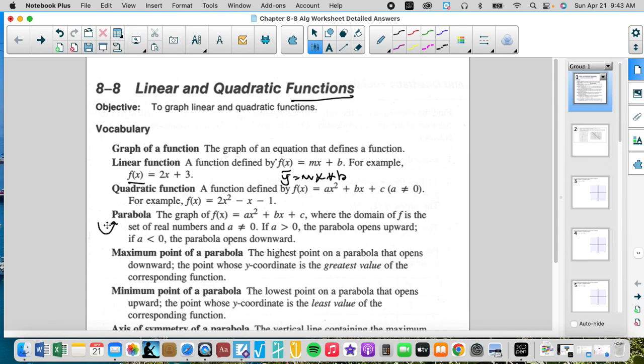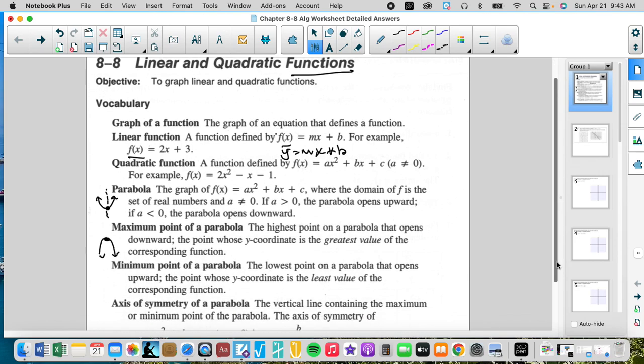Quadratic has a squared value, parabola. A parabola has the shape of a U, and it has an axis of symmetry, which is very important. It has either a max point or a min. When a is greater than 1, it's going to have a U. When a is less than 1, it's going to have an upside down U. So that's a max point. This is a minimum point.